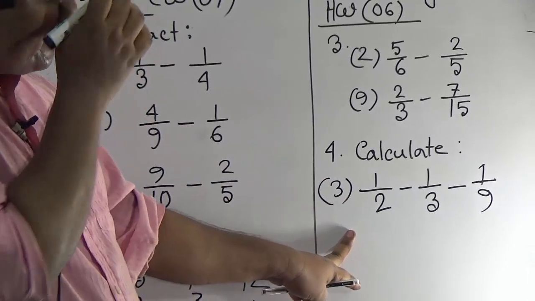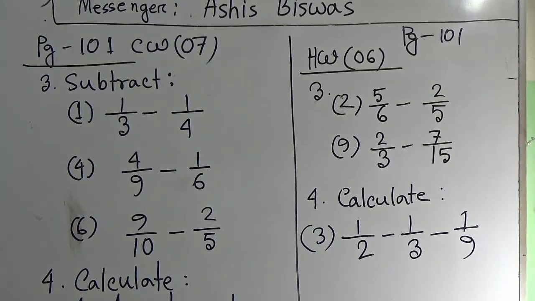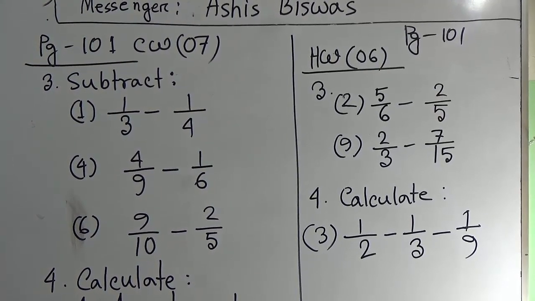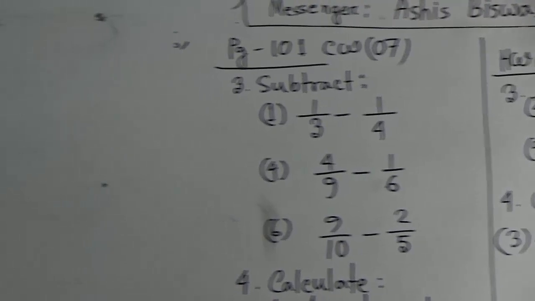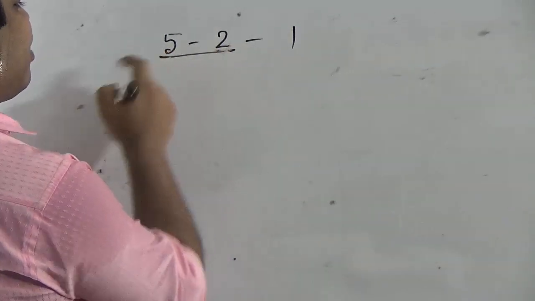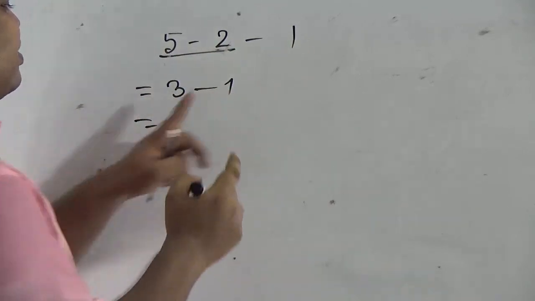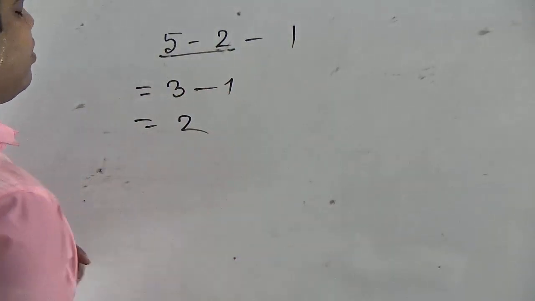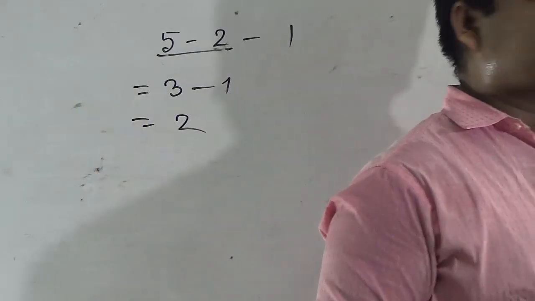My dear students, when in question number 3 something comes, for example consider 5 minus 2 minus 1, how can you solve this math? At first we subtract 2 from 5 and we get 3. Then minus 1 is here. After that we subtract 1 from 3. Then we get 2. So just like this we shall do question number 3.